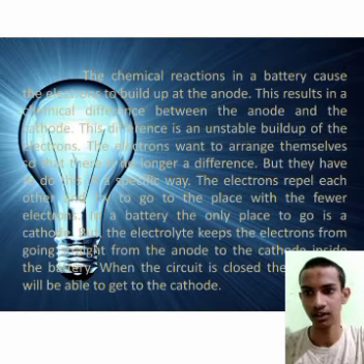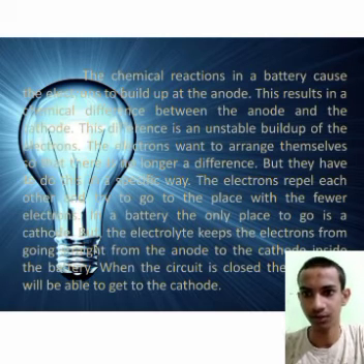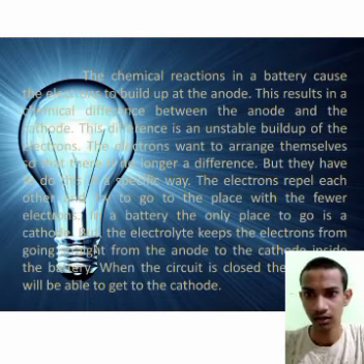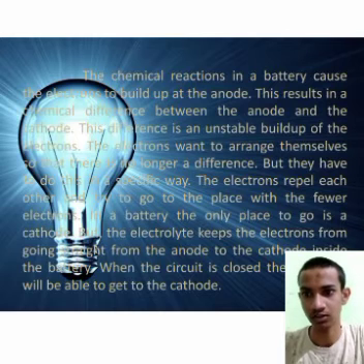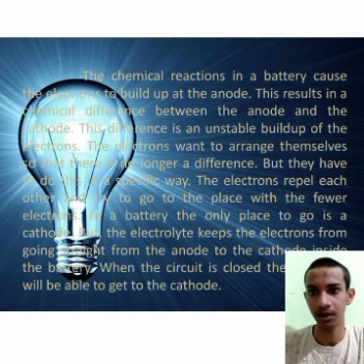The electrons repel each other and try to go to the place with the fewest electrons in the battery. The only place to go is the cathode, but the electrolyte keeps the electrons from going straight from the anode to the cathode inside the battery. When the circuit is closed, the electrons will be able to get to the cathode.